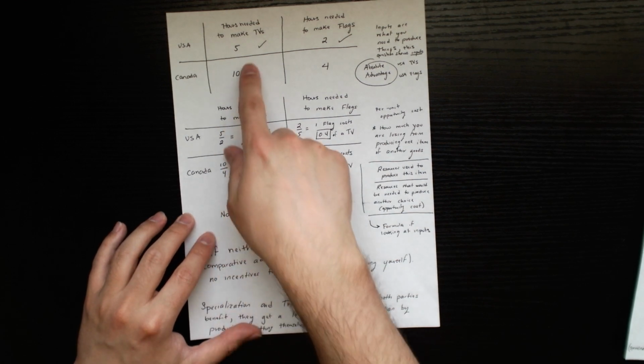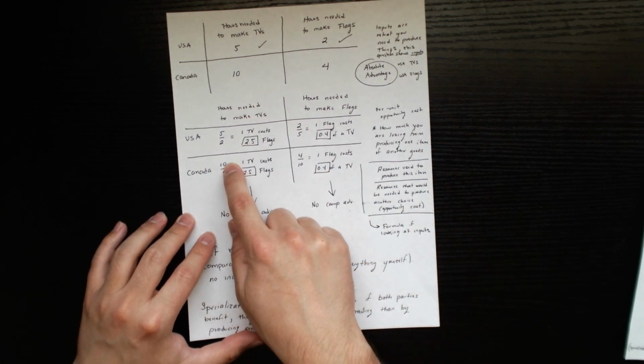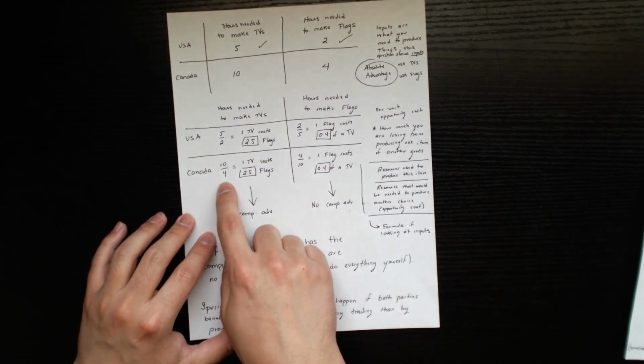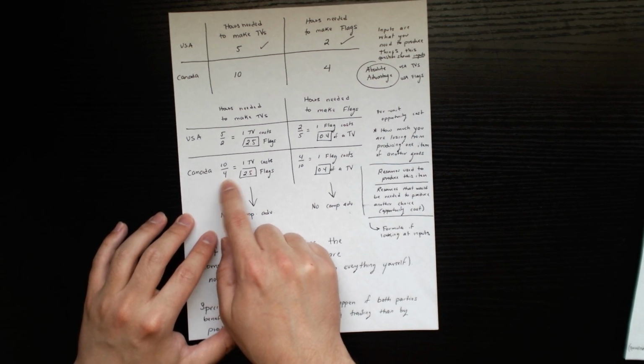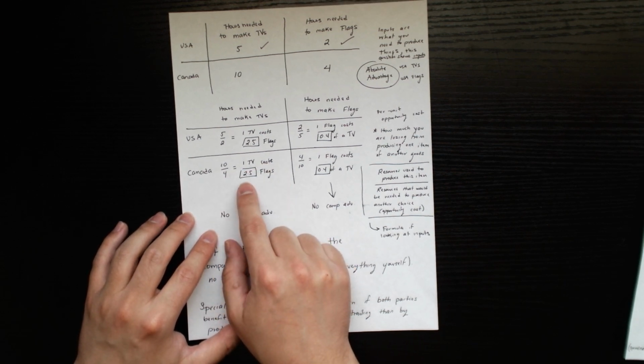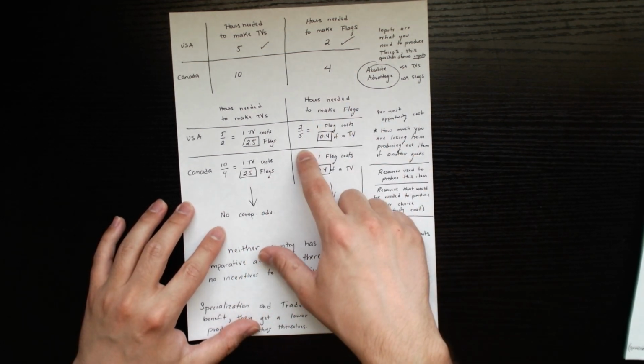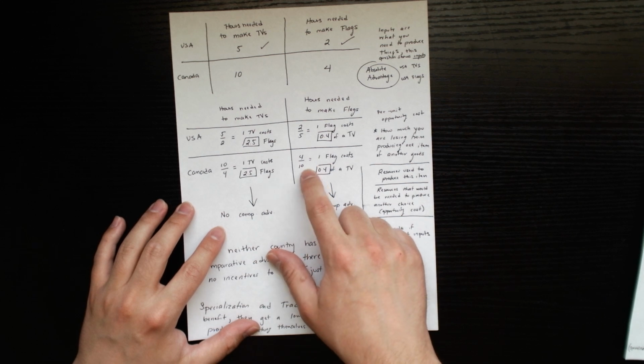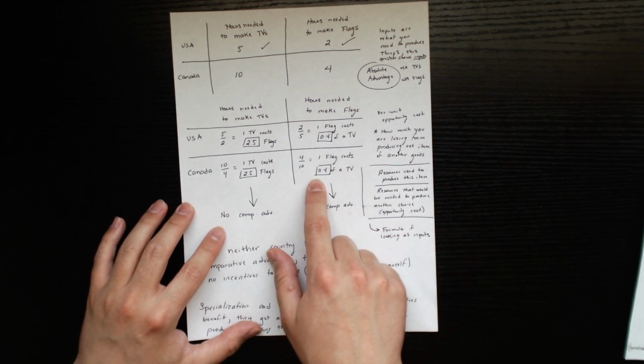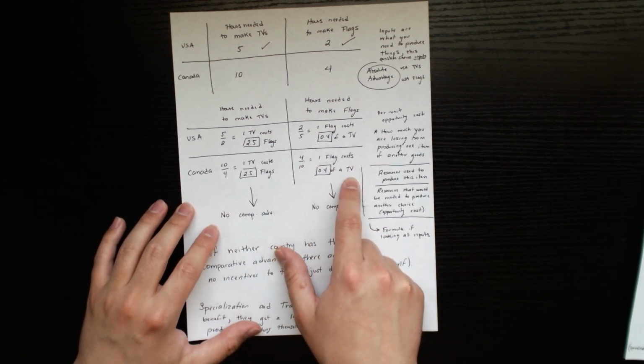For Canada, if they're making TVs, that number goes on top, and since they're not making flags, that goes at the bottom, which means that one TV is going to cost them 2.5 flags. And if they're making flags, the 4 goes on top, and the TVs which they're not making goes at the bottom. So one flag is going to cost them 0.4 of a TV.